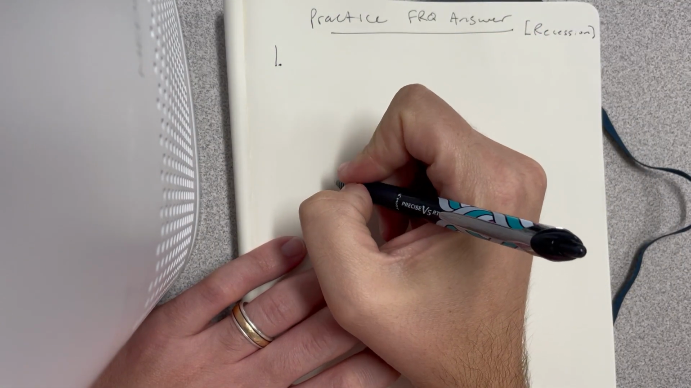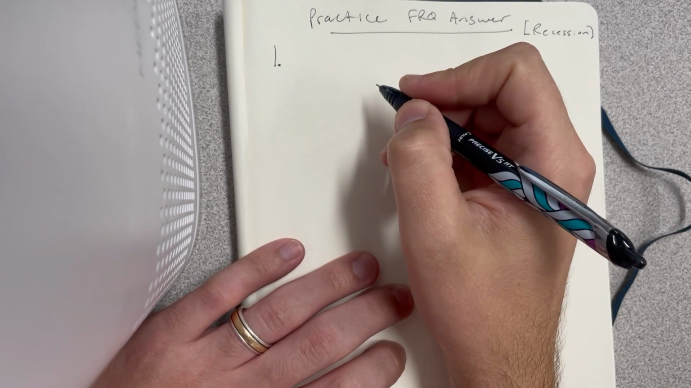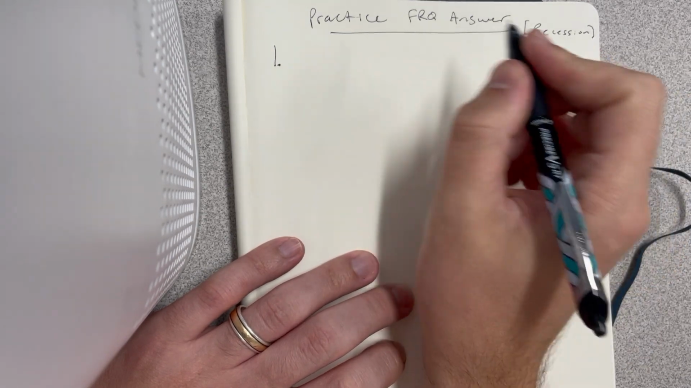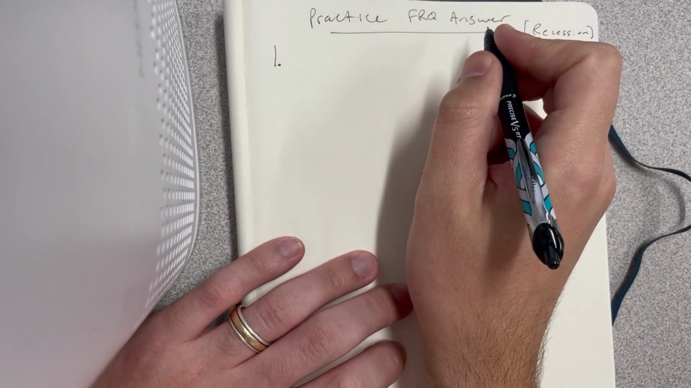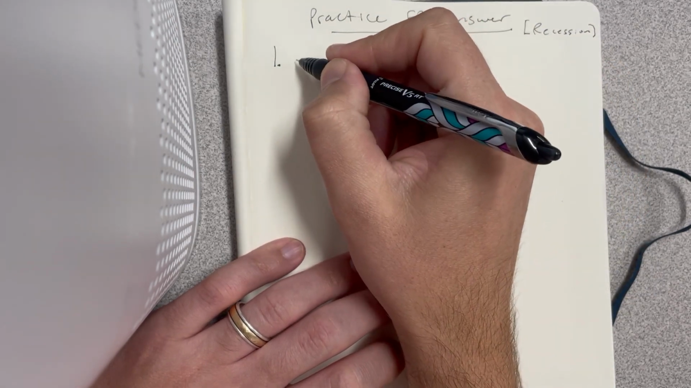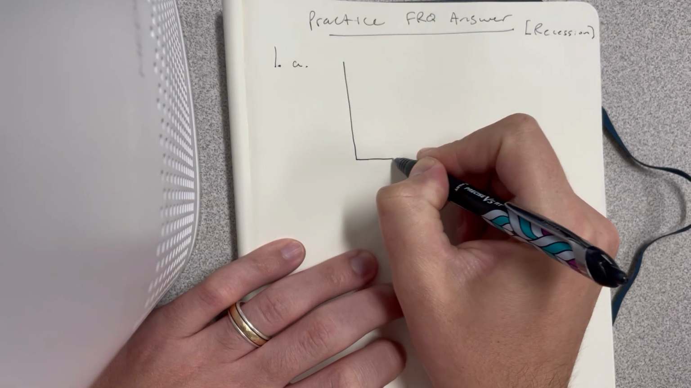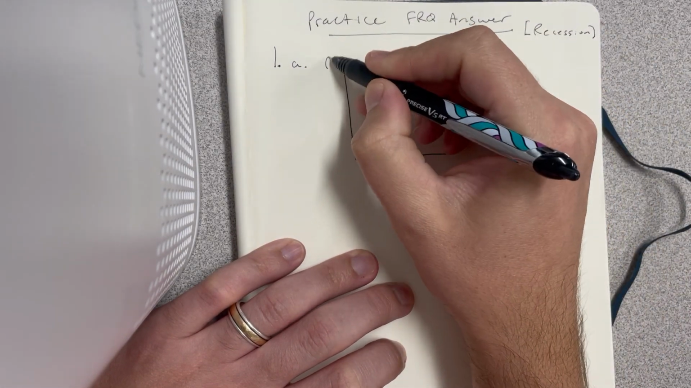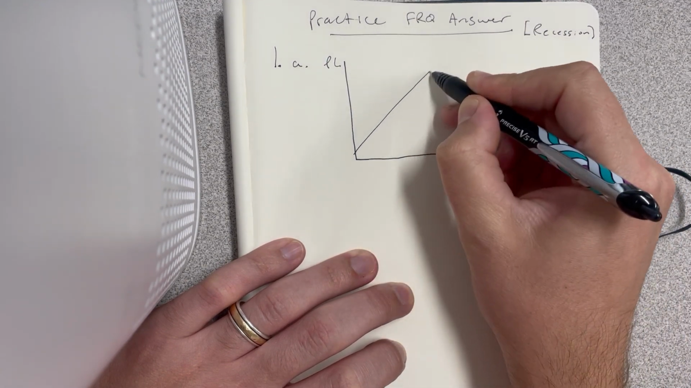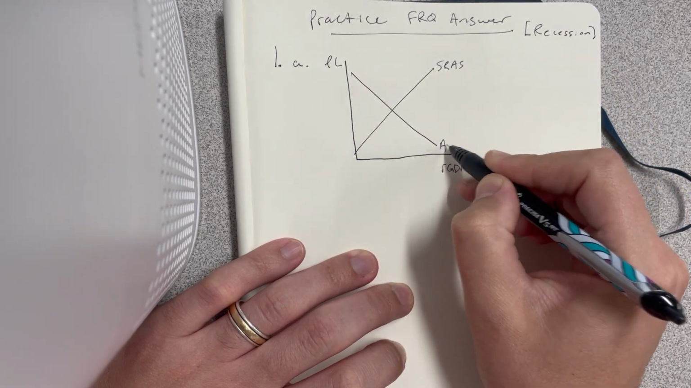Okay. Part A, draw a correctly labeled graph of aggregate demand and aggregate supply. Show each of the following: long-run aggregate supply and the current equilibrium output and price level. Okay, so I'm going to go ahead and label this as part A, and we're going to draw the aggregate demand, aggregate supply graph here. Price level, real GDP. We have our short-run aggregate supply curve, our aggregate demand curve.